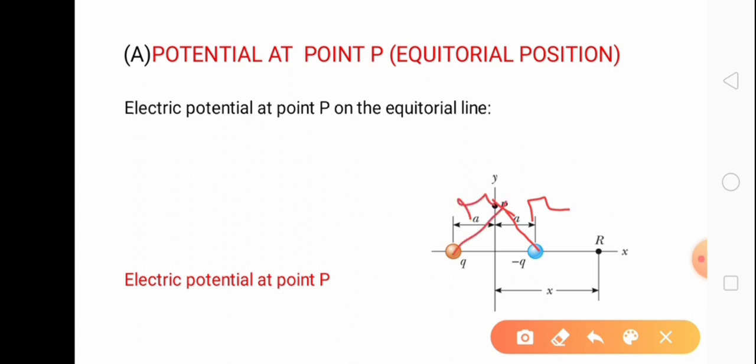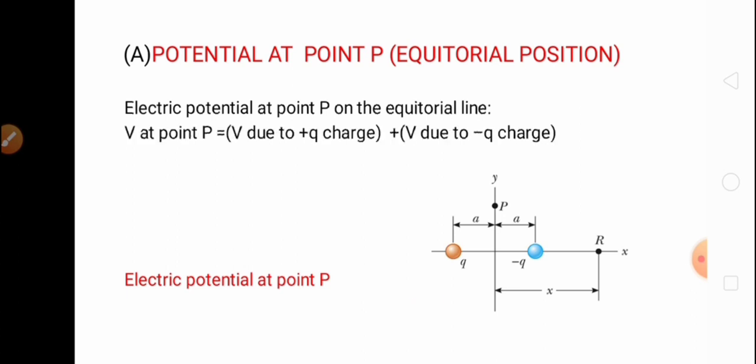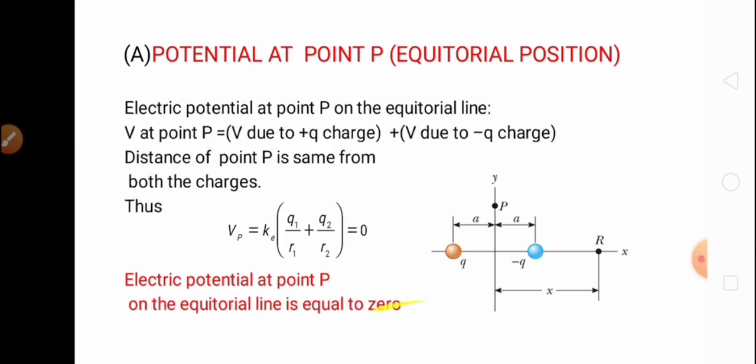Thus, the total potential at point P is equal to potential due to minus q charge plus potential due to plus q charge, and the values are same and of opposite sign. So, what is the total potential? It is equal to 0. So, electric potential at any point P on the equatorial line is equal to 0, whereas electric field strength is non-zero. So, this is about the electric potential due to an electric dipole at axial position and equatorial position.